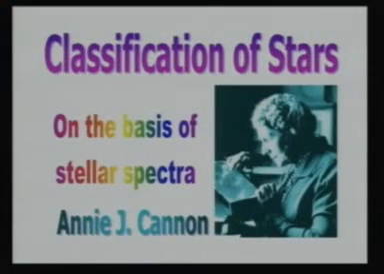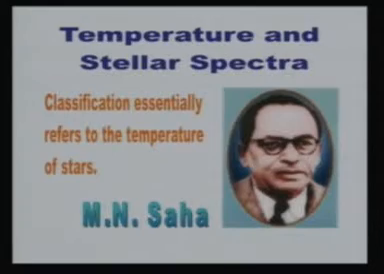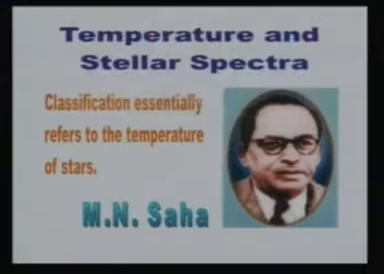Here you see a picture of Annie Kennan. And the contribution of Saha is this: he realized that the classification proposed by Annie Kennan is due to the surface temperature of the star. He said the spectrum that a star has can be explained on the basis of its surface temperature. This is his contribution, and as far as we know, there is no deviation from this simple principle.